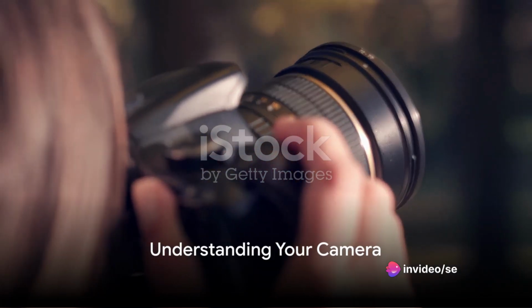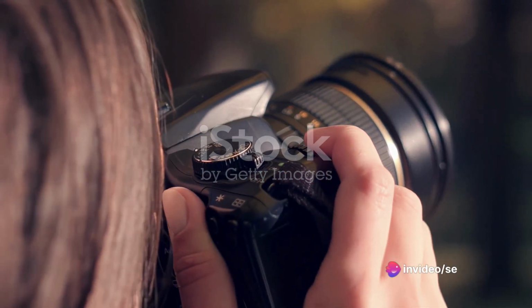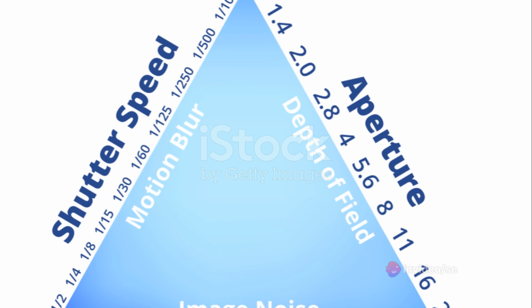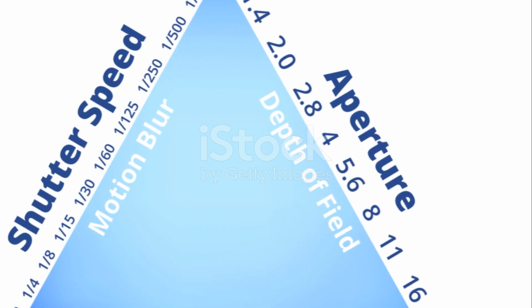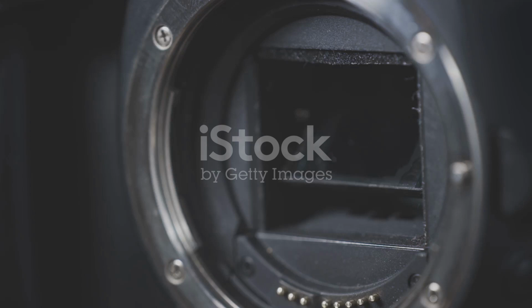Your camera is your tool. To master photography, you need to understand how your tool works. Let's start with the fundamentals. Every camera, regardless of its complexity, has three basic features: the shutter, the aperture, and the ISO setting. These three elements form the exposure triangle, a crucial concept in photography that determines how light or dark your image will be.